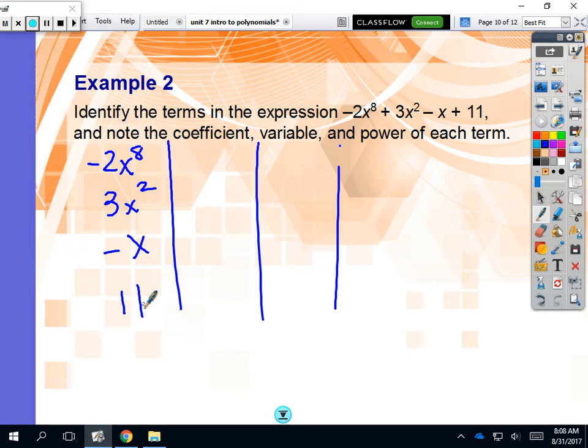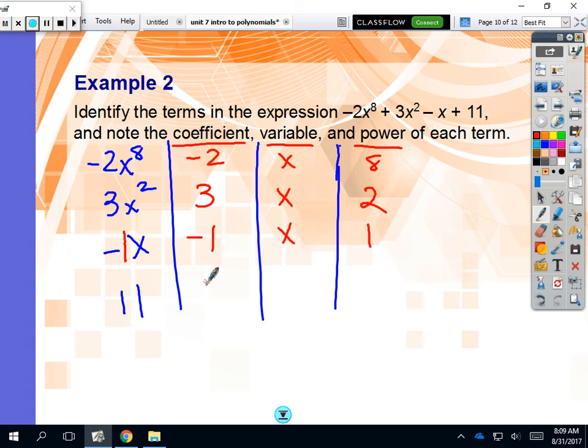The coefficient, variable, and power. For the first term, the coefficient is negative 2, the variable is x, and the power is 8. For the second term, the coefficient is 3, the variable is x, and the power is 2. For the third one, there's nothing there, but remember you can put that 1 there, so it would be negative 1, x, power is 1. The coefficient is 11, and you may or may not have put x to the 0. That would be fine if you didn't put anything here, but if you did, you would say it's x to the 0 power.